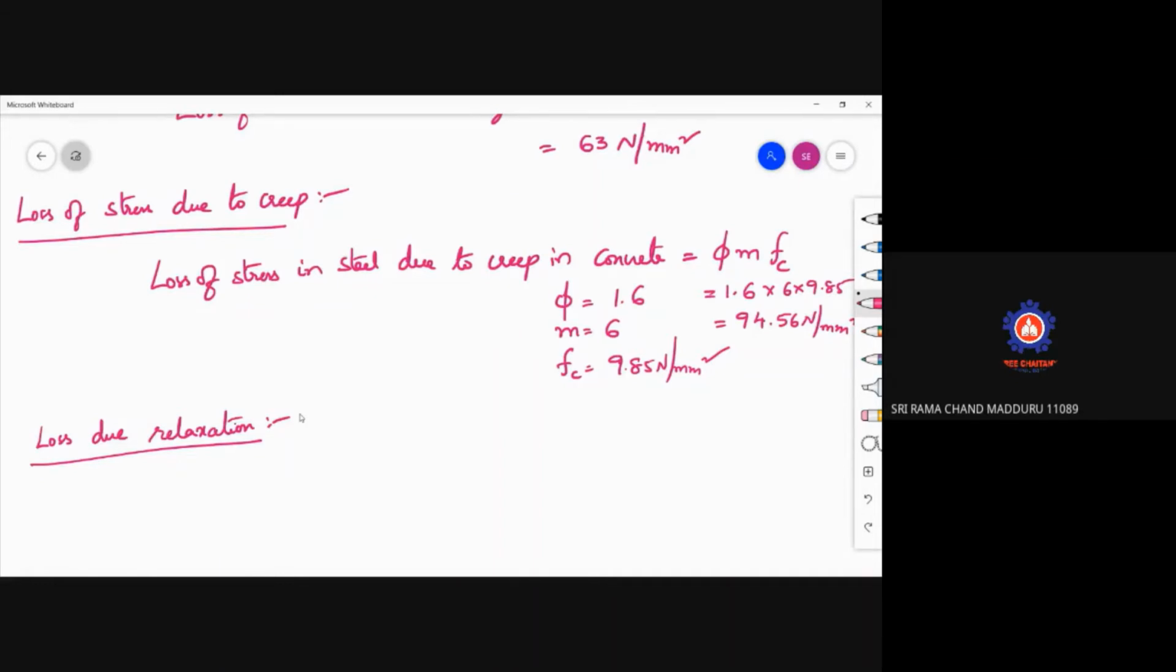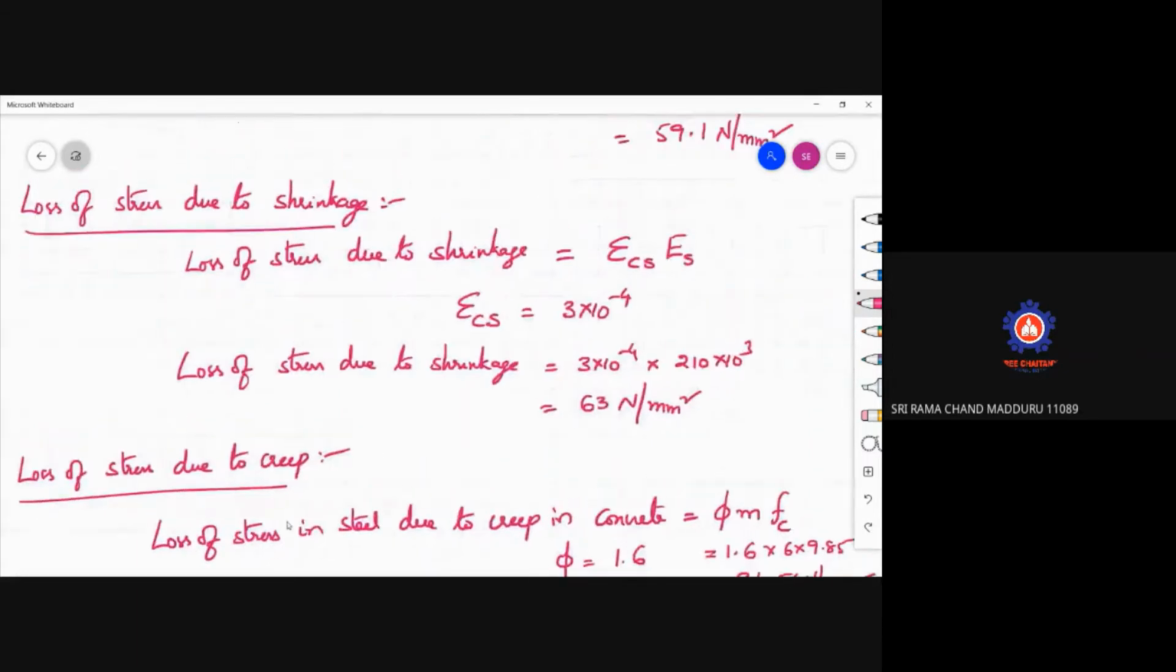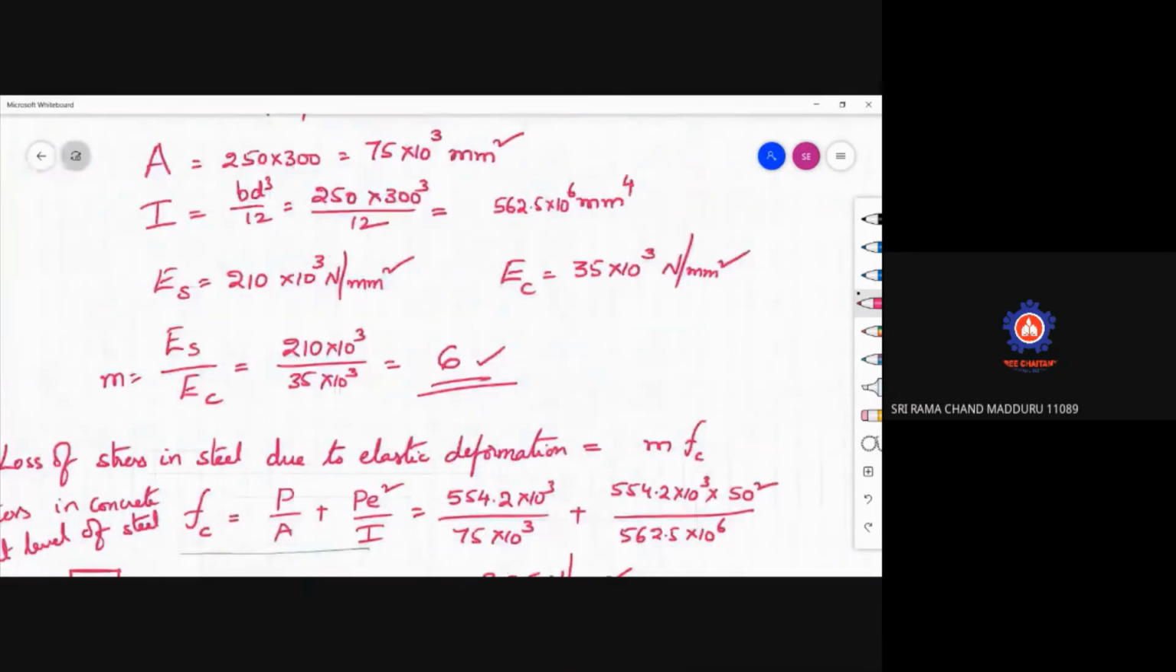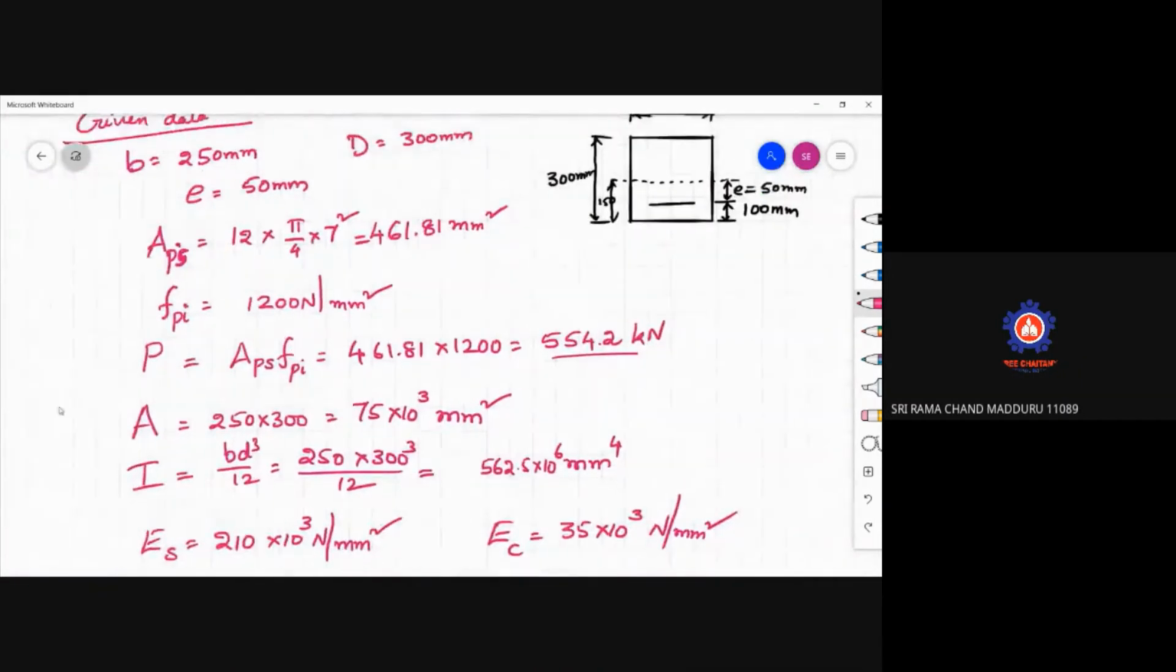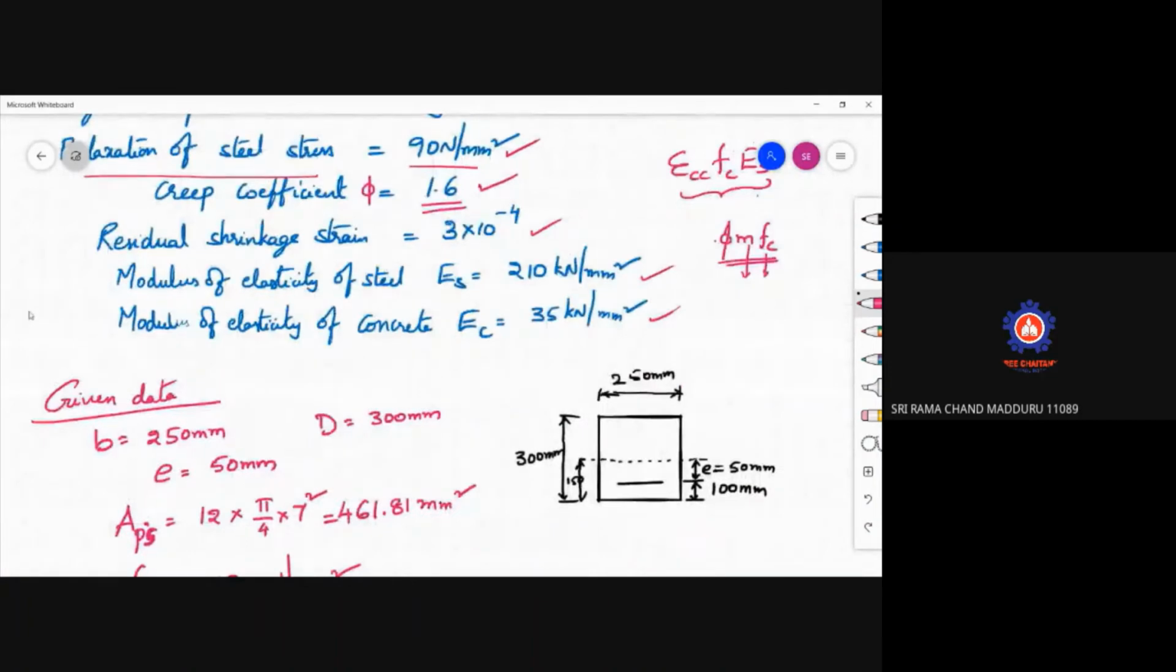The next loss is loss due to relaxation of stress in steel. So just go to the top. If it is given in the data, it may be given either as 5% or 3%, or otherwise the value will be directly given. Just see this one.